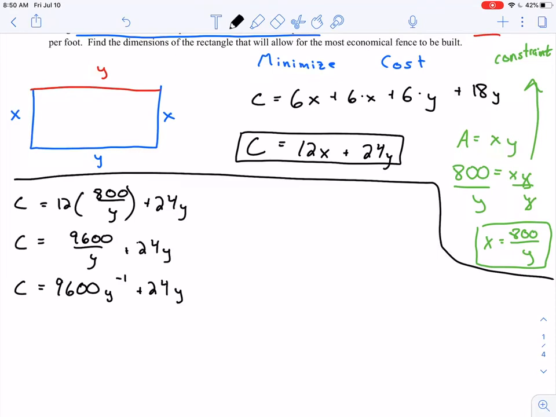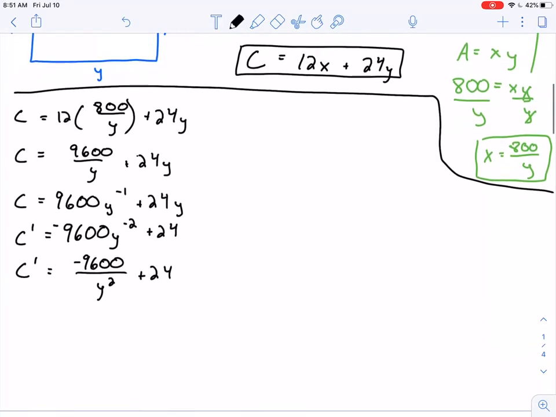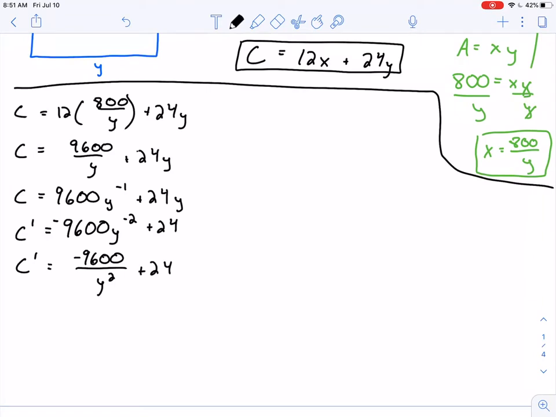So I'm going to first take my derivative. c prime is equal to negative 9600, when I multiply by negative 1, y to the minus 2 power plus 24, which of course I can write as negative 9600 over y squared plus 24. This is my derivative c prime. I would like to find the critical numbers, which means I need to find the values where my derivative is equal to 0 and where it does not exist.